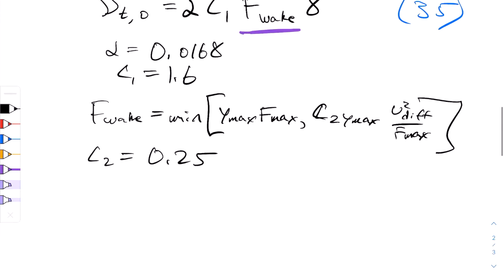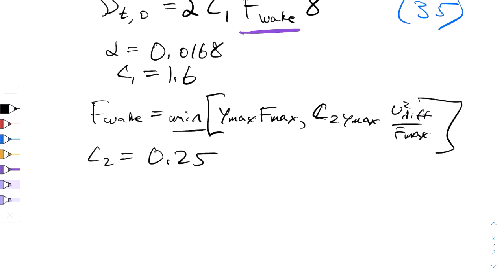Let's note that this is the minimum function, which is right in Fortran. And it basically says we evaluate y max times f max, and also evaluate C2 times y max times u diff squared over f max, and take the smaller value and set that to be F wake.